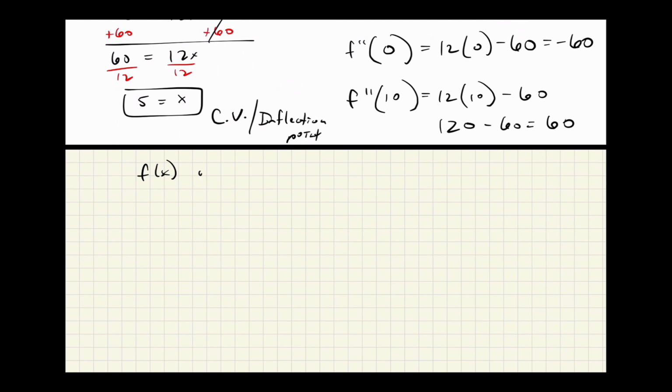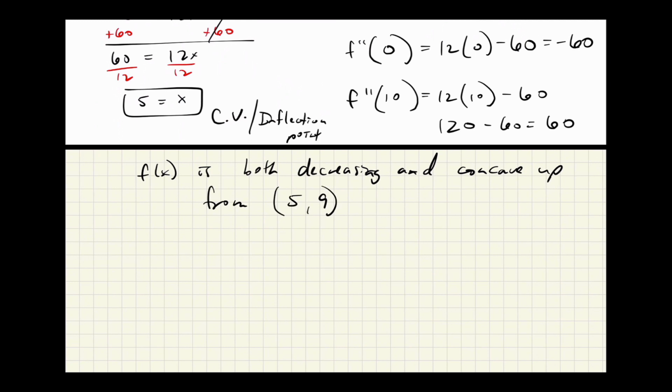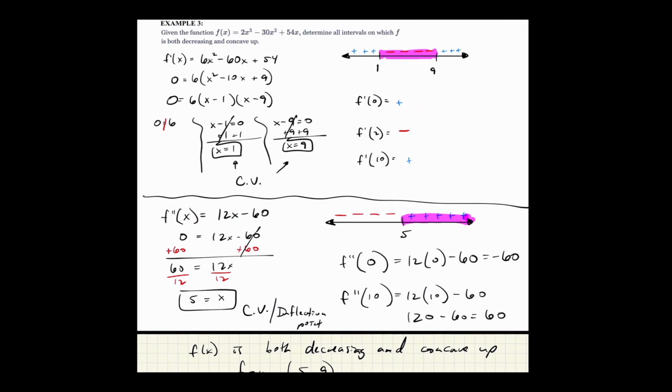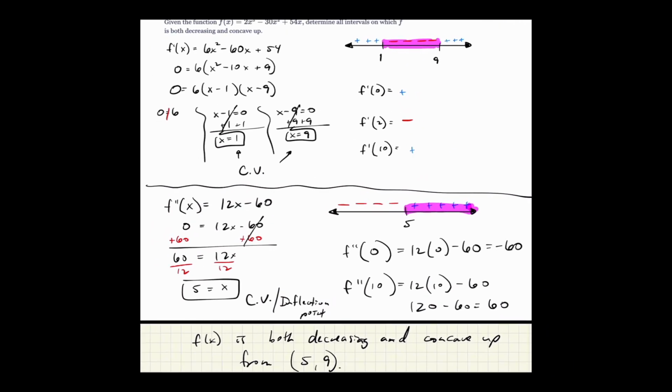f of x is both decreasing and concave up from 5 to 9. From 5 to 9, because that's where they overlap. The minuses on the top number line overlap with the pluses on the bottom number line from 5 to 9. I'm done.